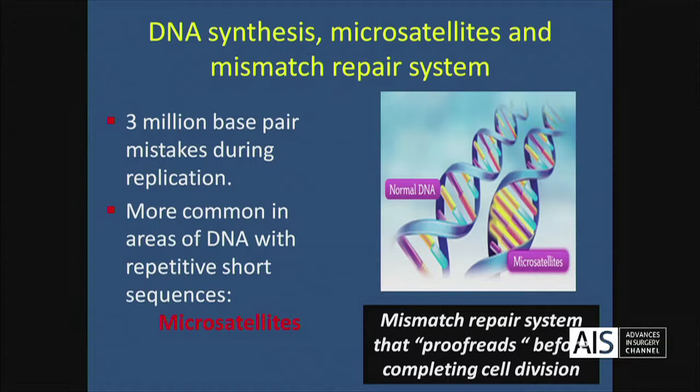This slide is to tell you that, I don't know if you know, but during replication of the DNA, approximately 3 million base pair mistakes are made. And these mistakes are more commonly seen in areas of the DNA that have repetitive sequences. These are called the microsatellites. So very quickly, whoever designed the cell realized that without a robust mismatch repair system that will proofread the DNA before completing cell division, well, probably wouldn't be here right now.